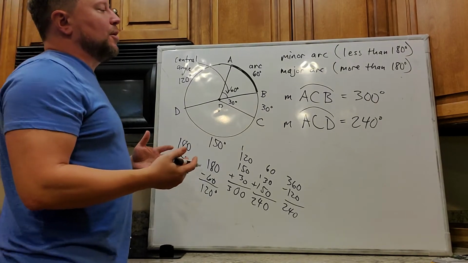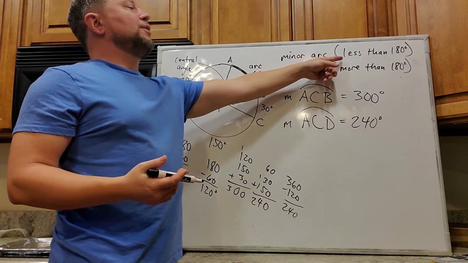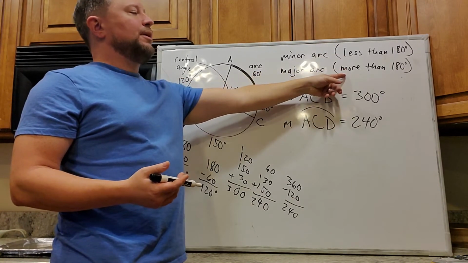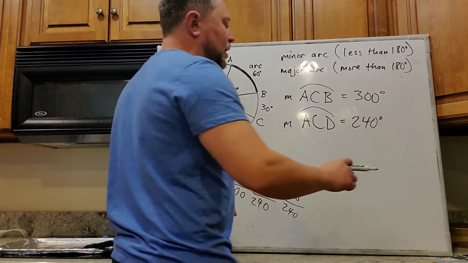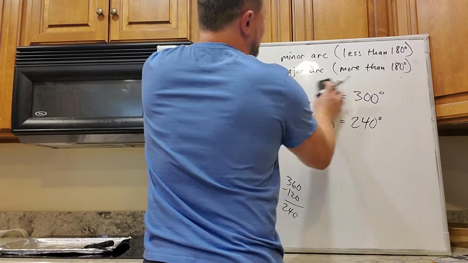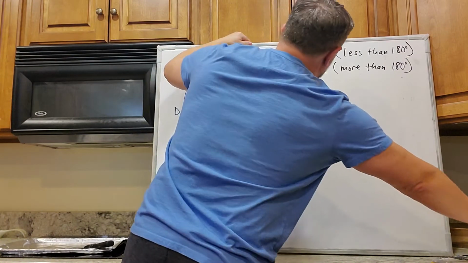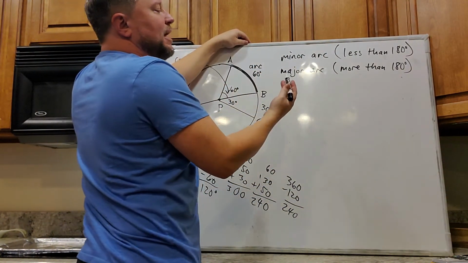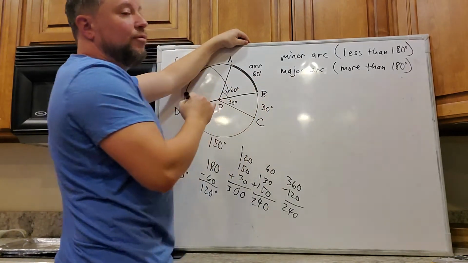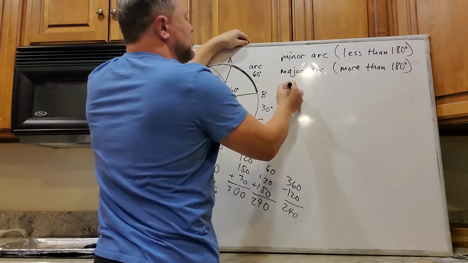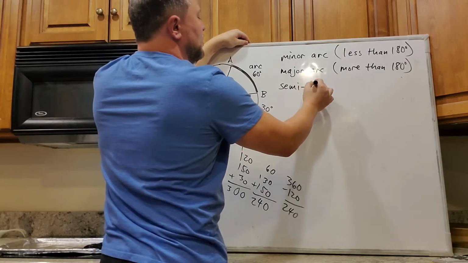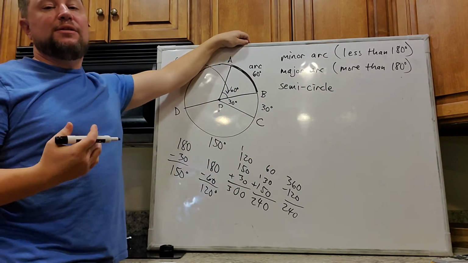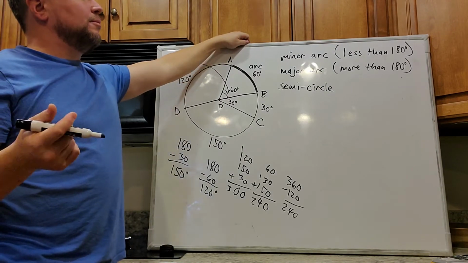Now, there's a third possible arc. If you think about it, you could have arcs that are less than half the circle, more than half the circle, but the third option is you could actually have an arc be half the circle. Now, we don't call it minor or major. When it's exactly half the circle, and I bet you've heard of this term before, it's called a semicircle, or some pronounce it semicircle.